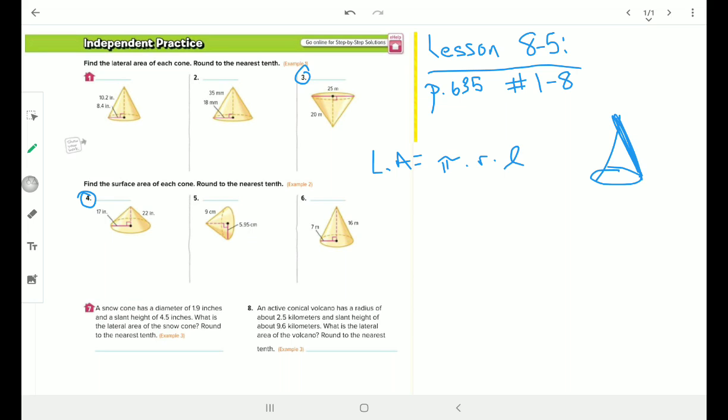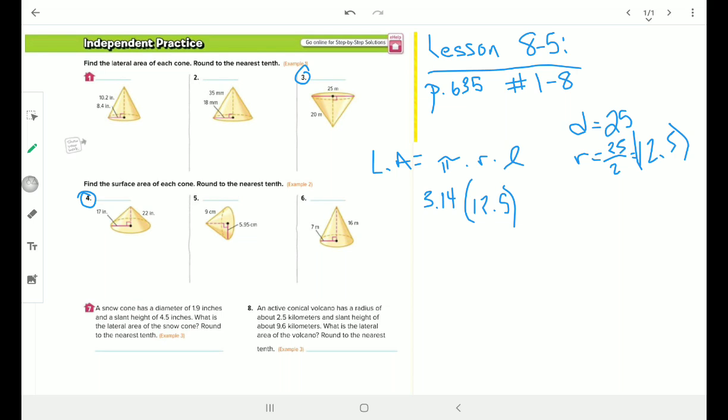If I am looking at example 3, once again we need pi, which is 3.14, times my radius. In this case we're given the diameter once again. So the diameter is 25. To find the radius, it is half the diameter. So 25 divided by 2, which is 12.5. So my radius is going to be 12.5, and my slant height is this part here. Remember, that's not the vertical dotted line. That's this part here. This is the slant height. And my slant height is 20.